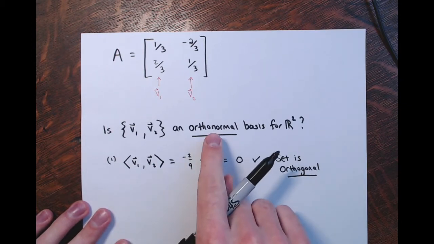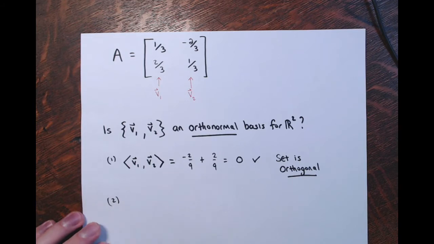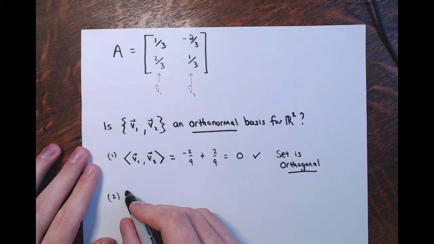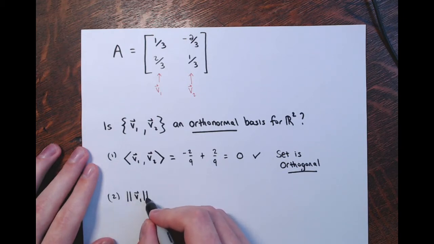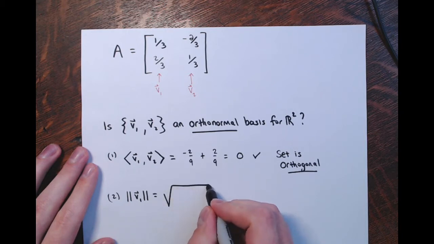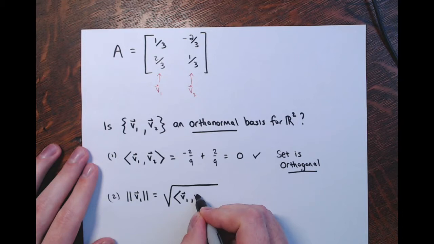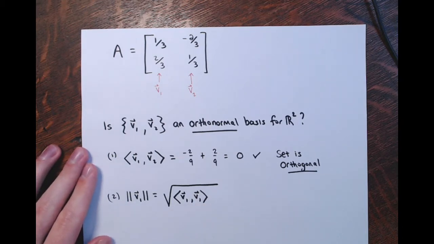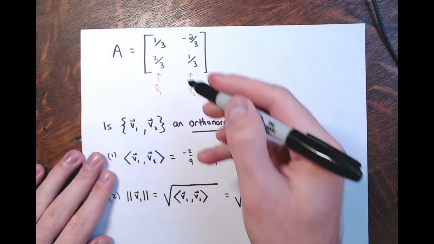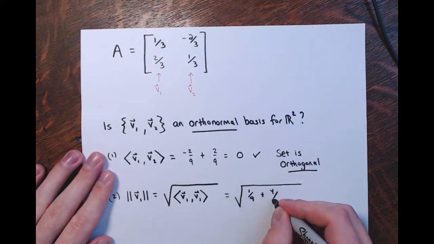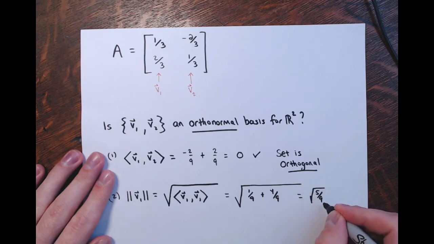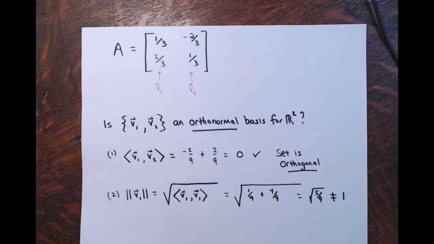Is the set orthonormal? Remember, that means not only are the vectors pairwise orthogonal, but every vector is also a unit vector. So let's take the norm of v1. Hopefully you recall this is just the square root of the inner product of v1 with itself. That's how we defined our standard norm. The inner product is the dot product of v1 with itself, that'd be 1/9 plus 4/9. So I'm getting the square root of 5/9 here, which is not 1.